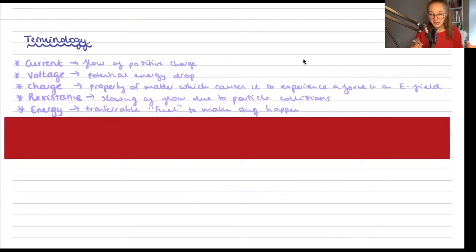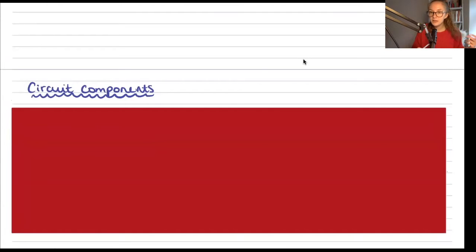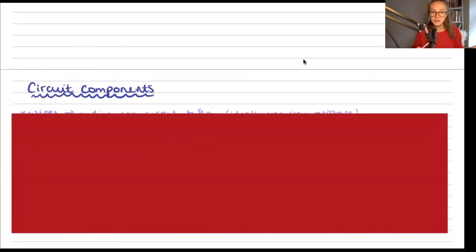Energy, again, is technically a really hard term to define or describe, but the way I like to think of energy is a sort of transferable fuel that can make stuff happen. And then power, much more simply to describe, it's just the rate of energy transfer. And some other important things that you'll need to know are some circuit components.